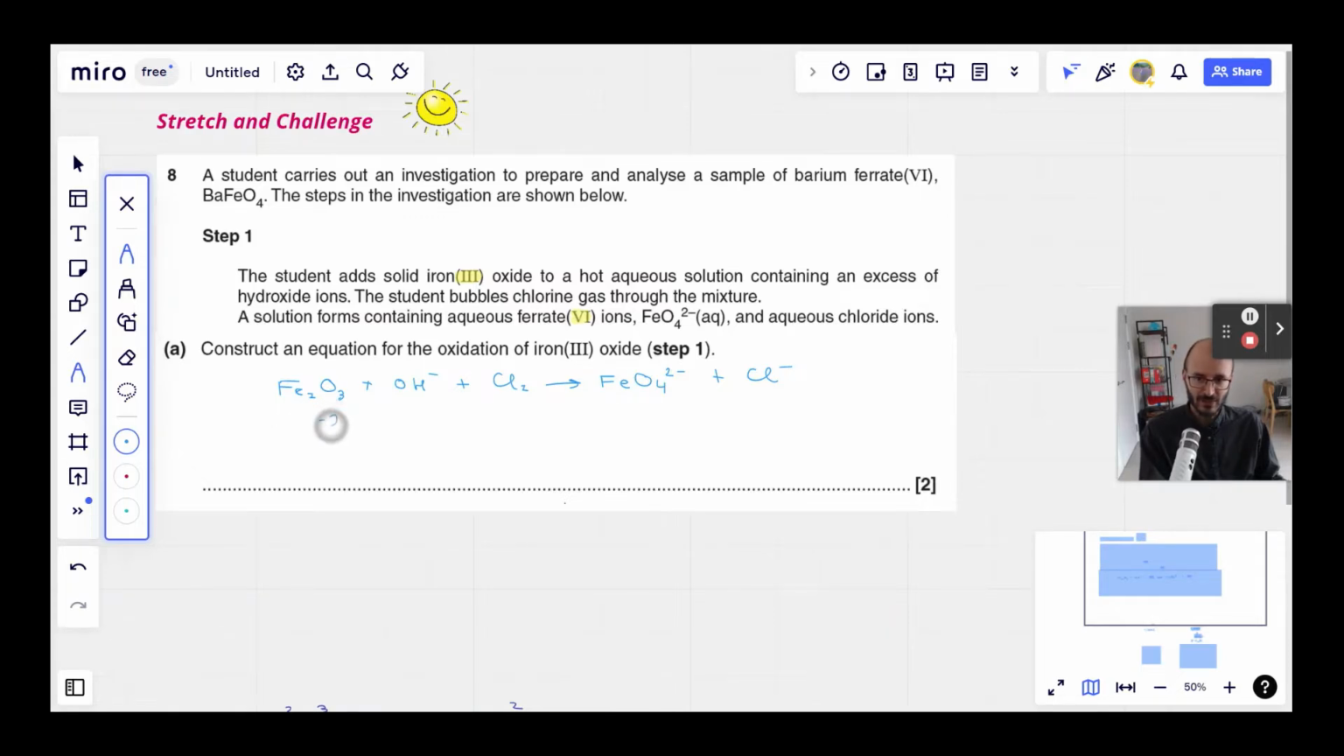Oxide is -2 always. Therefore, iron here is going to be +3, which is what we expected. Hydrogen is going to be +1 as usual, and oxygen -2 as usual. Chlorine is not combined, 0. Oxygen -2, this iron is +6, and then this chlorine is -1. So what we expected to have has happened, as usual. Iron goes from +3 to +6, so that's an oxidation reaction. And then chlorine goes from 0 to -1, so that would be a reduction reaction.